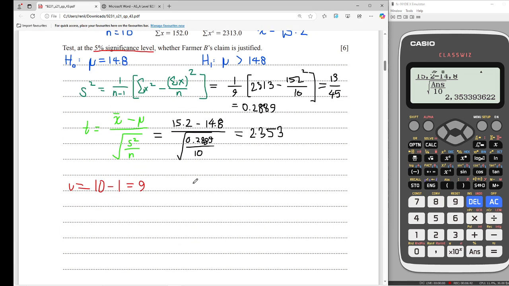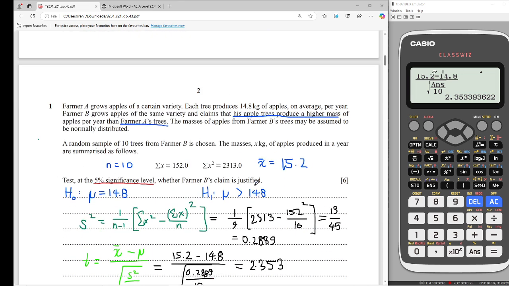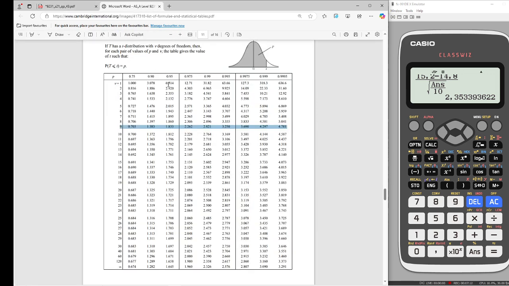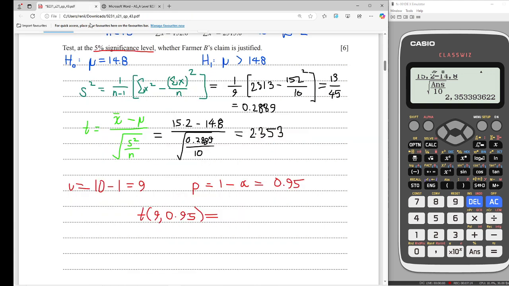For a single tail test, p is equal to 1 minus alpha, where alpha is 5%. So 1 minus 0.05 gives 0.95. Hence, when we refer to a critical value from the t distribution, we put degrees of freedom, comma, probability, which is equal to, now we have the critical value, 1.833.